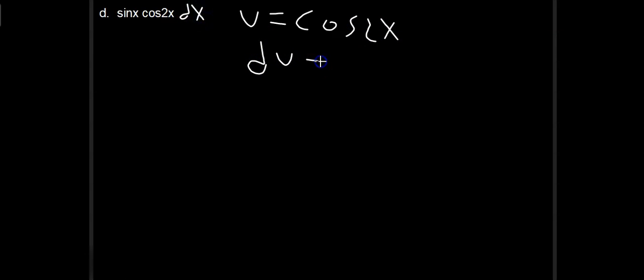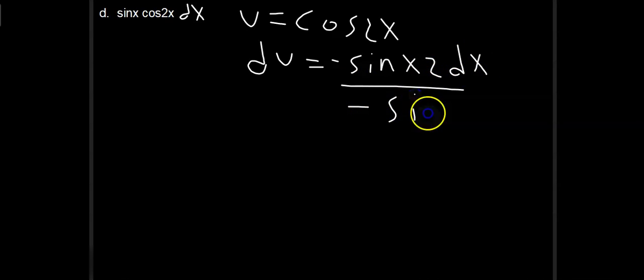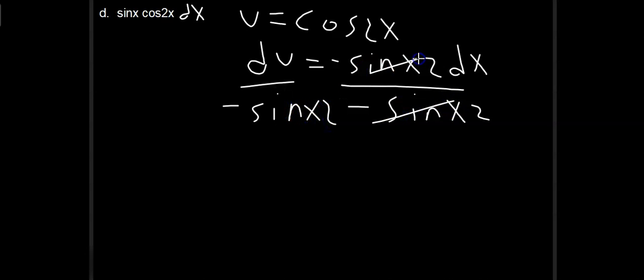So I'm gonna say u is equal to cos 2x, and I'm gonna derivate this. We've got this dx over here, so I'm looking for the value of dx. So I'm gonna say du is equal to the derivative of cos 2x. When you derivate cos, you're gonna get minus sine x, and when you derivate 2x, you're gonna get 2. So dx is du over minus sine x 2.